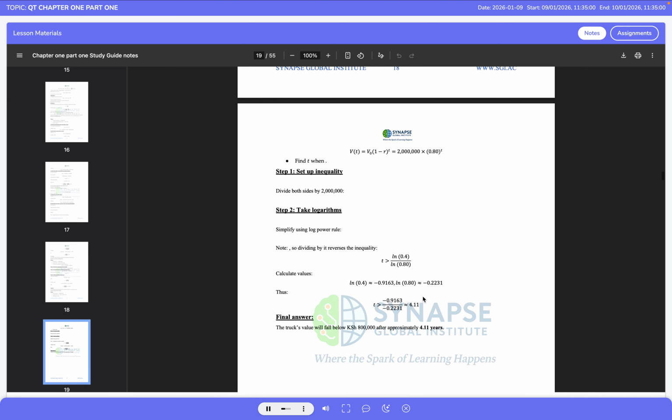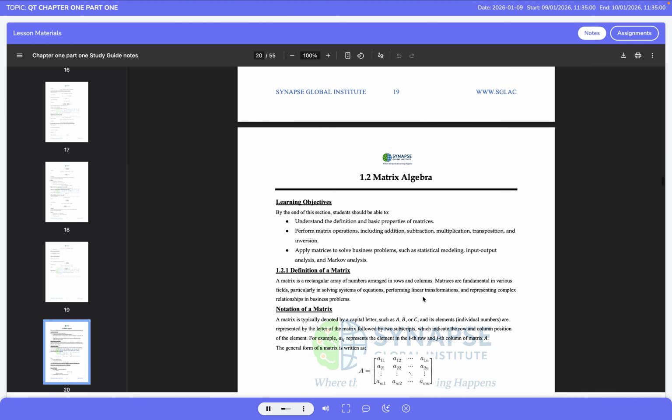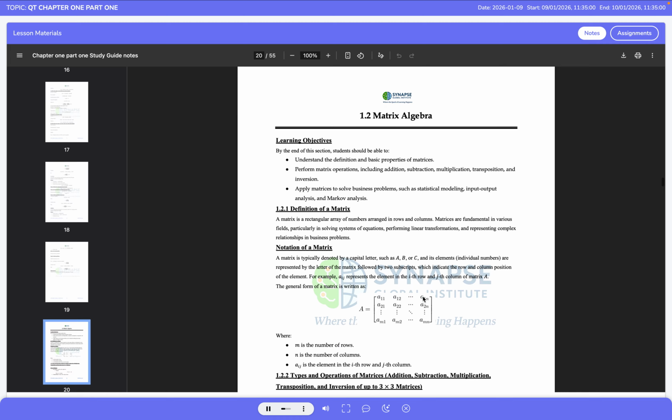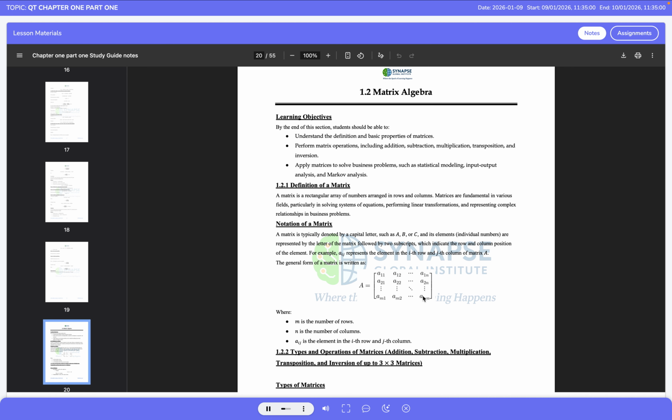We now move into the next major area of our course, which is matrix algebra. As always, I encourage you to remain active during the session and to use the chat section whenever you need clarification, because matrices are a powerful tool in business analysis and must be understood carefully from the foundations.